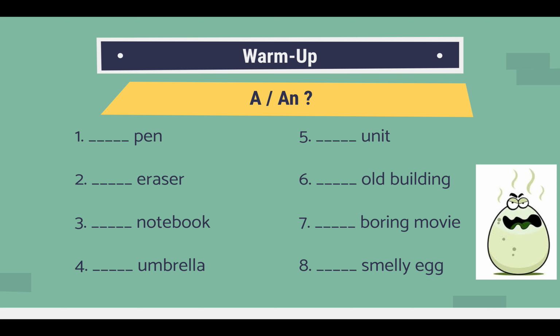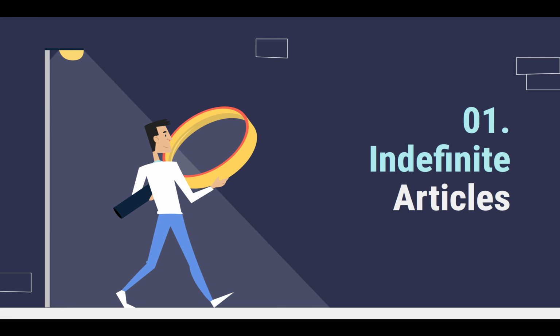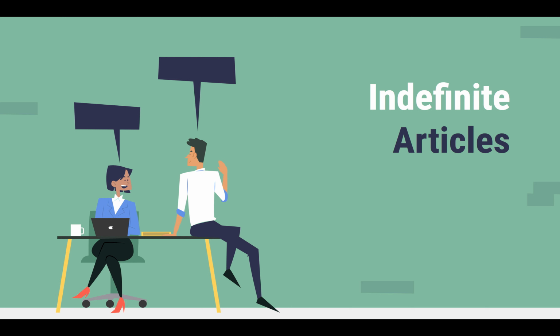Okay, so we're back. I hope that you've thought about it and written down your answers. I'm not going to give you my answers just yet. First, we're going to learn some rules about a and an, and then I'll give you the answers. So to start, we're going to talk about indefinite articles. Indefinite articles. What are those?